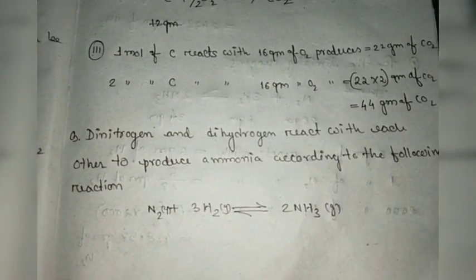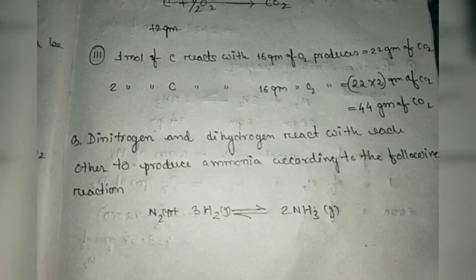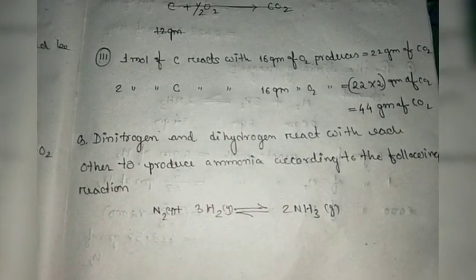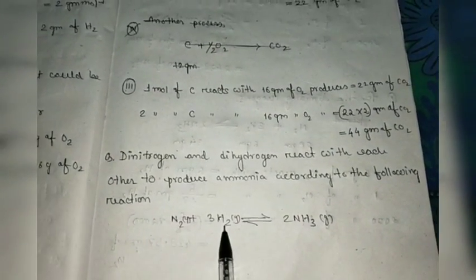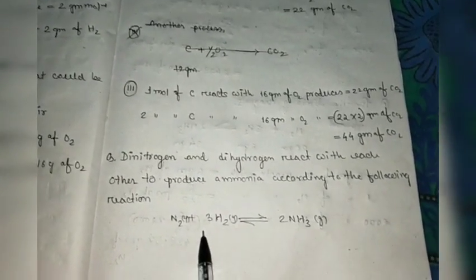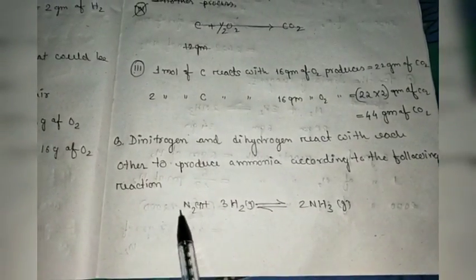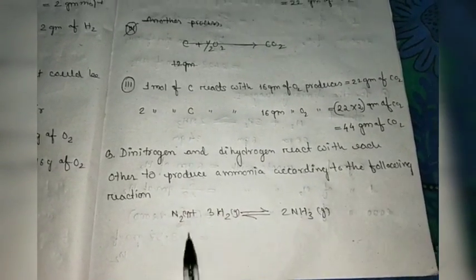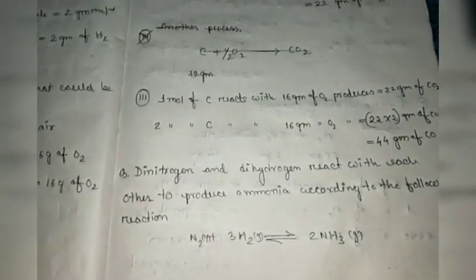Okay, the next problem: dinitrogen and dihydrogen react with each other to produce ammonia according to the following reaction. This is dinitrogen and dihydrogen, this is ammonia, and first we have to balance it. There are 2 atoms of nitrogen on one side and 6 atoms of hydrogen on the other, so we have to balance it.